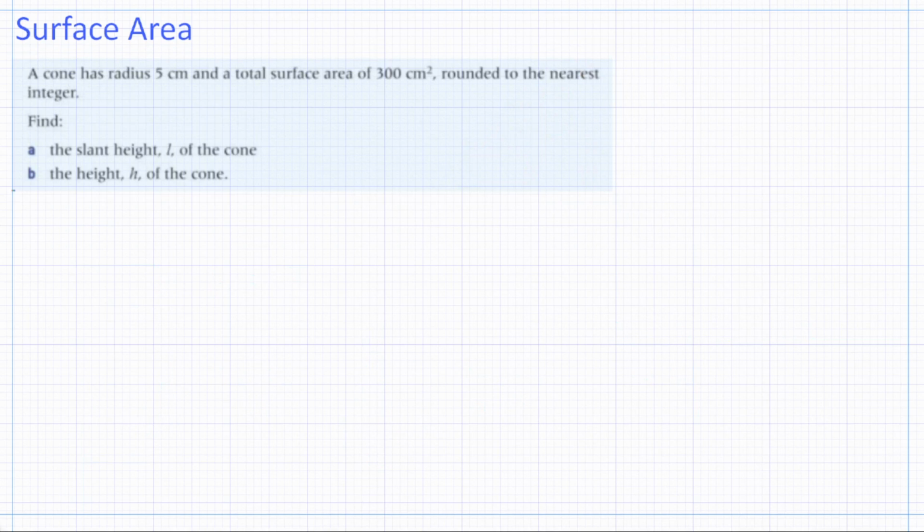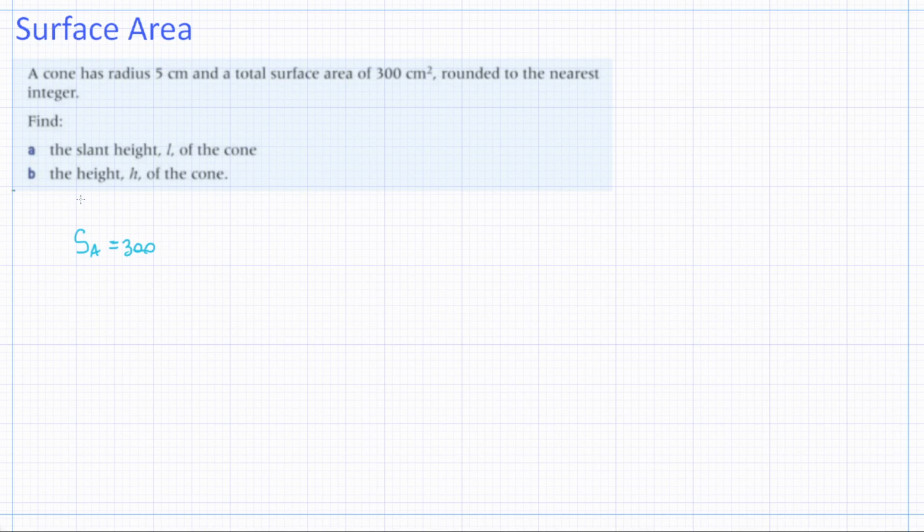Alright, so our last example here. A cone has a radius of 5 centimeters and a total surface area of 300 squared centimeters, rounded to the nearest integer. So find A, the slant height, L, of the cone, and B, the height, H, of the cone. So first of all, we are given the surface area. So we know that the surface area is 300, and let's assume that everything is in centimeters, squared centimeters, and such.